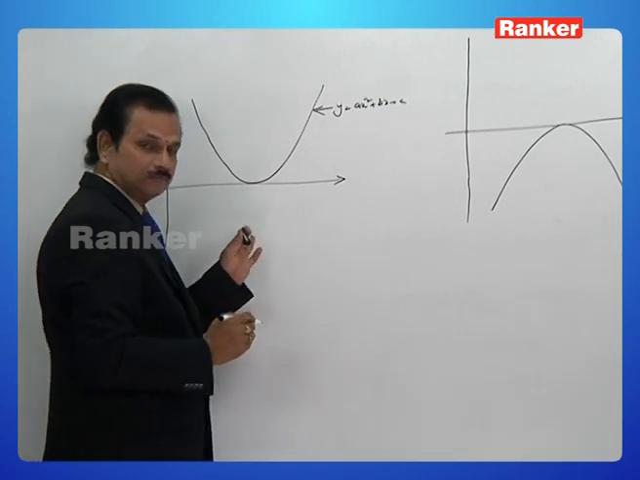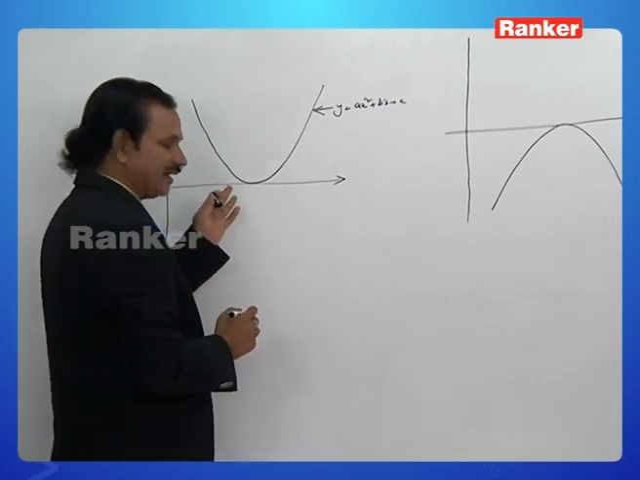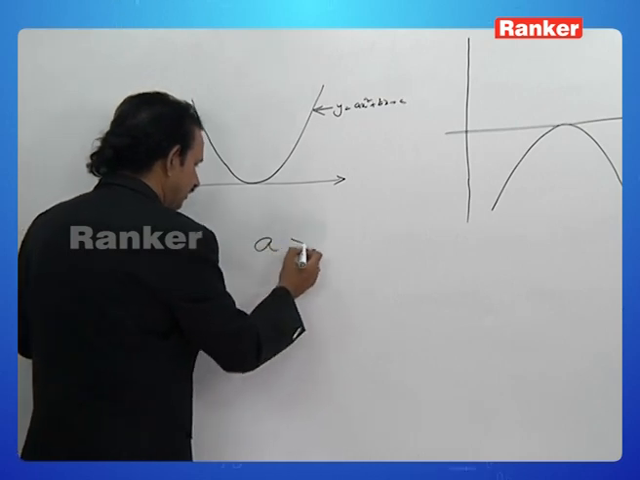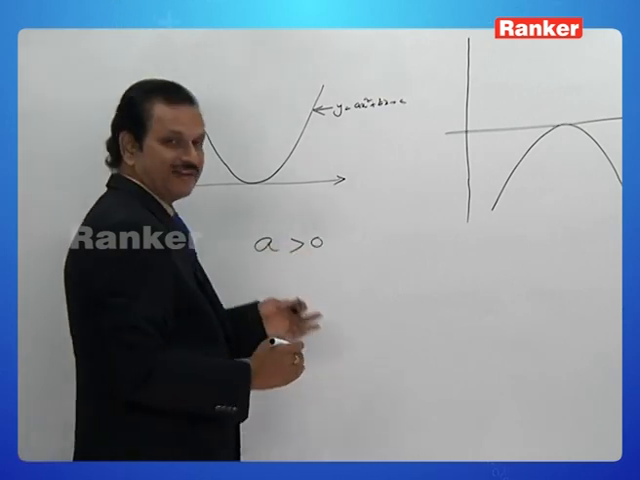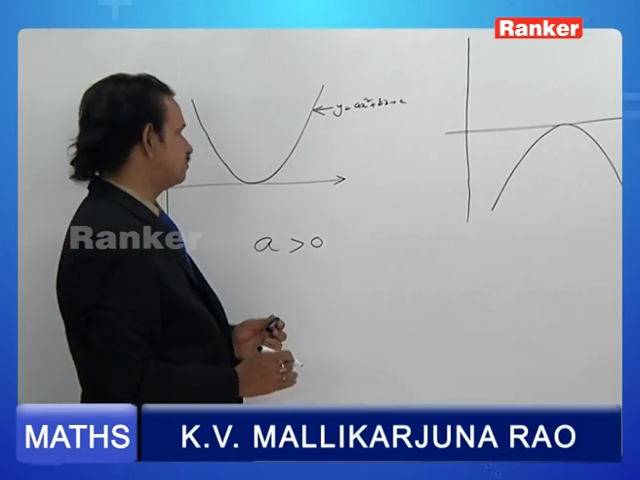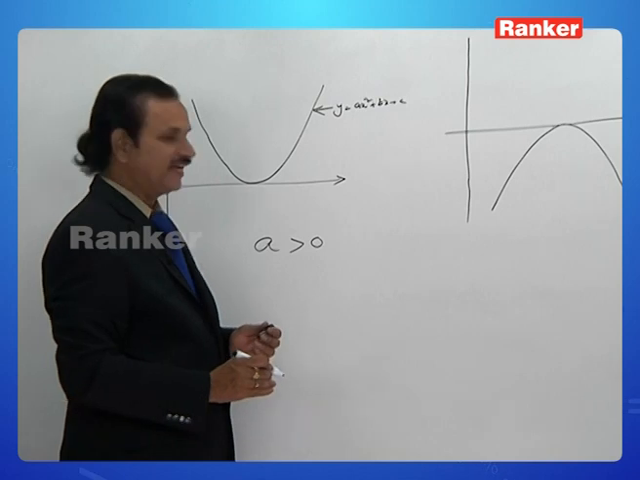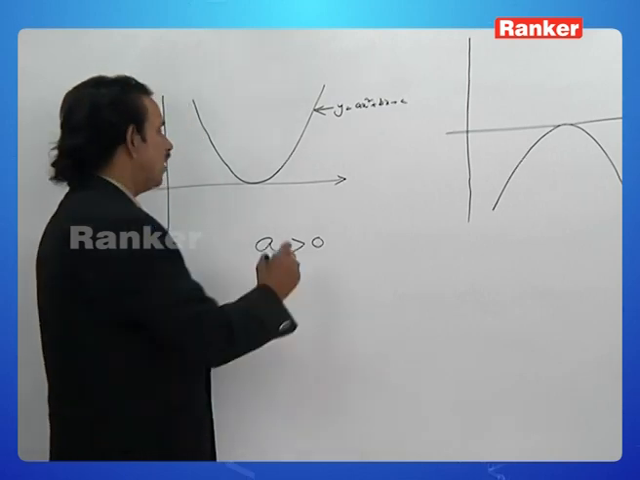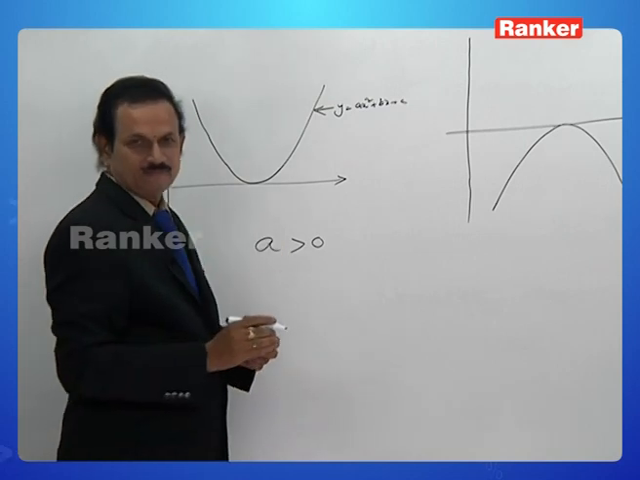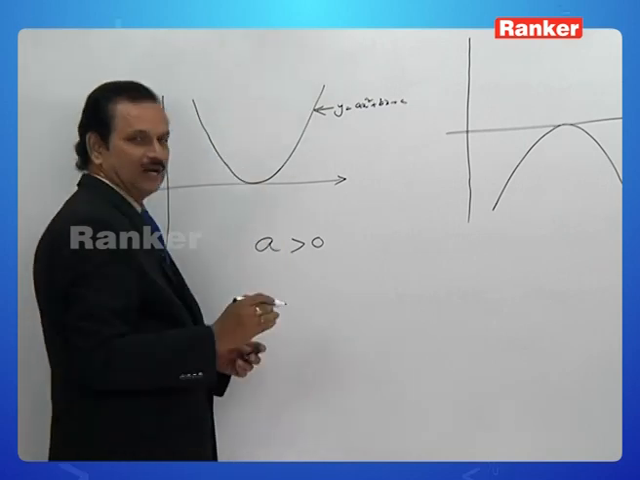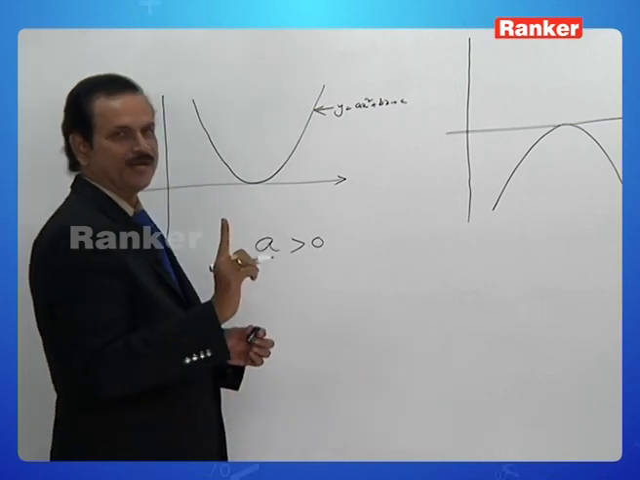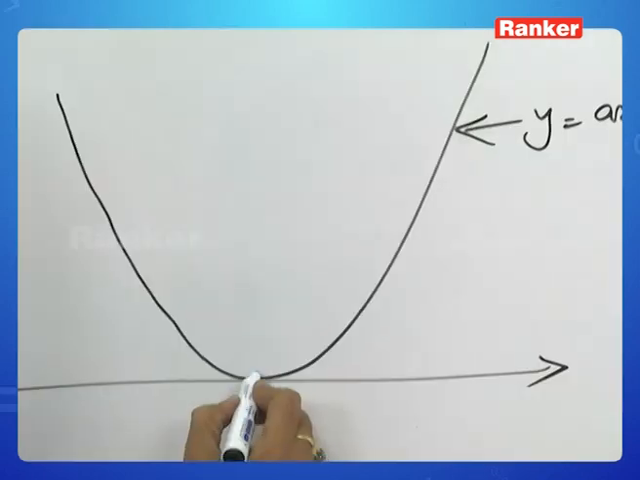Surely this graph is a parabola opened upwards. We recall that this graph corresponds to a quadratic expression ax square plus bx plus c with a greater than 0. What can we conclude by seeing the graph? This particular parabola meets x-axis at exactly one point only, say alpha, 0.